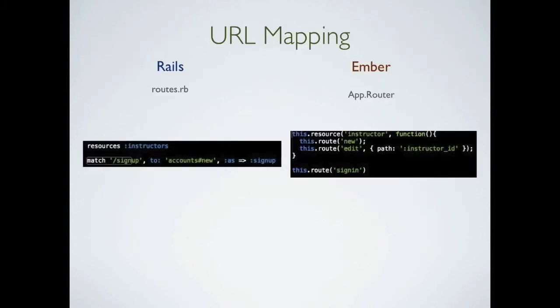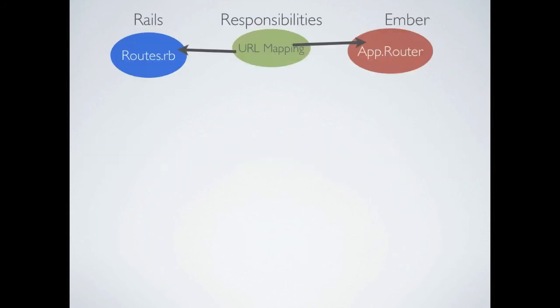Our first responsibility is the URL mapping. In Rails, that's taken care of by routes.rb, and in Ember, that's taken care of by app.router. You'll notice that this code is very similar. It's just the Ember code is more verbose in one part, while the Rails code is more verbose in another. And this is the start of our bag of responsibilities mapping.